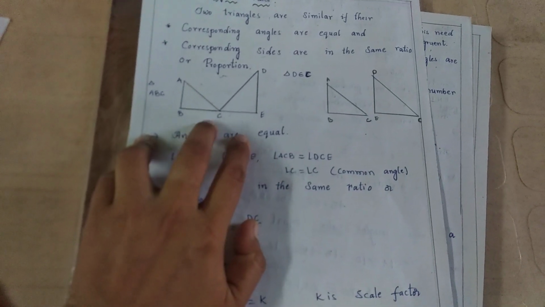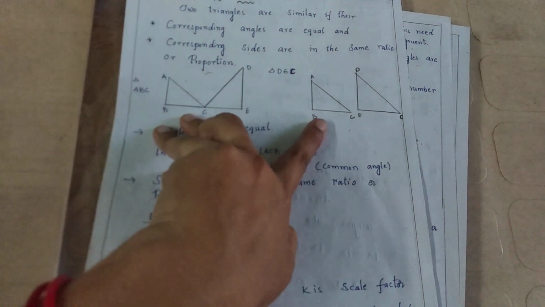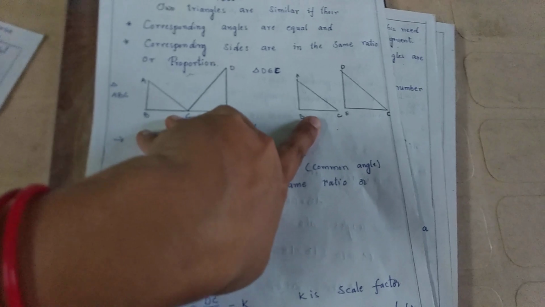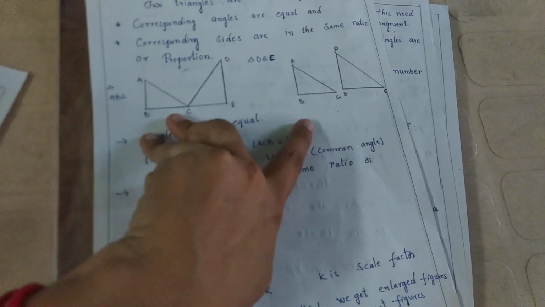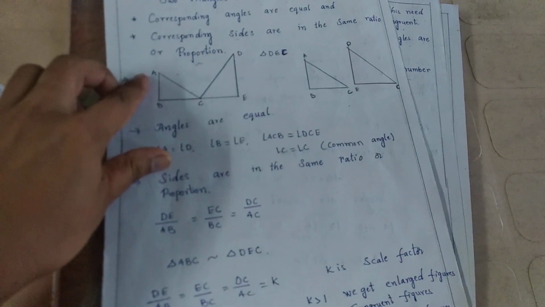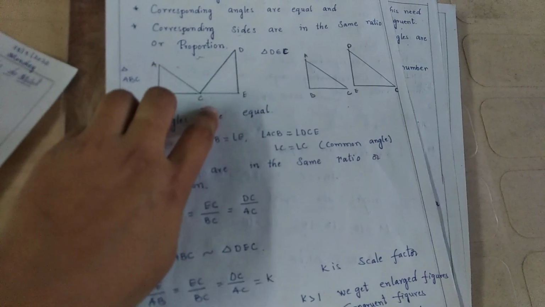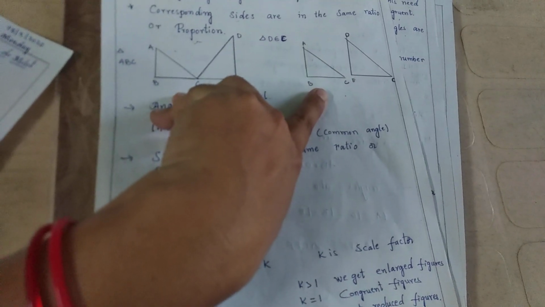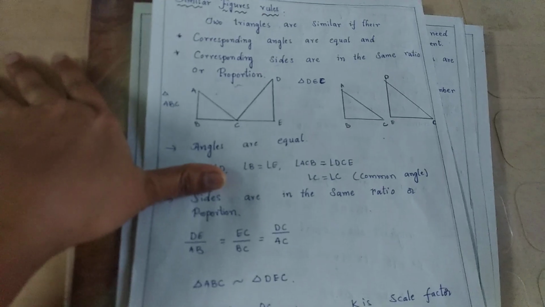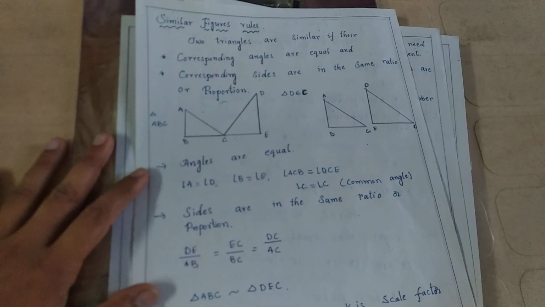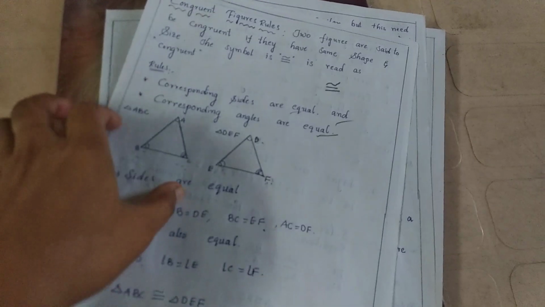Okay, children, did you understand the similar figures rules? Don't confuse them. I drew each and every diagram with clarity, here triangle ABC and triangle DEC. Did you understand the concept, children? Similar figures rules. Okay. Next one is the congruent figures rules.